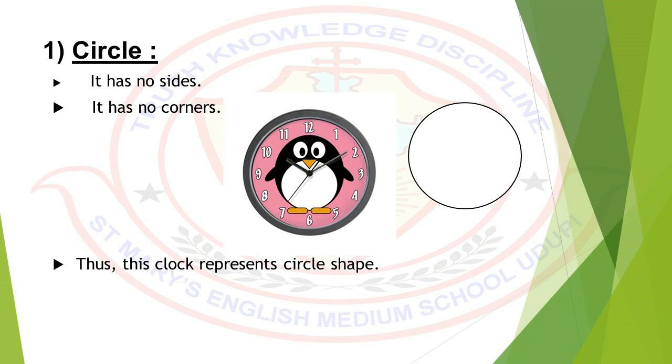Children, now look at the clock. How does it look? It looks round in shape because it is not made up of any straight lines. As we know that a circle has no sides and no corners, this clock has neither a side nor a corner. Thus, this clock represents circle shape.